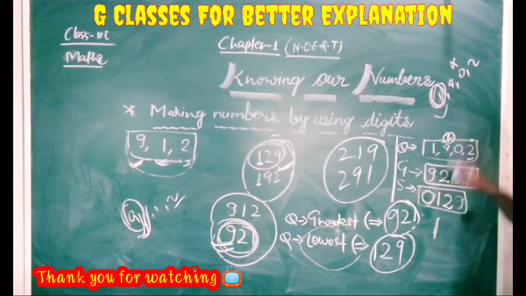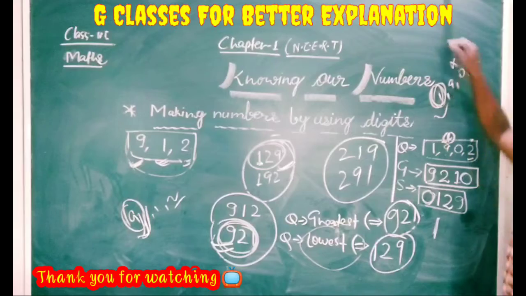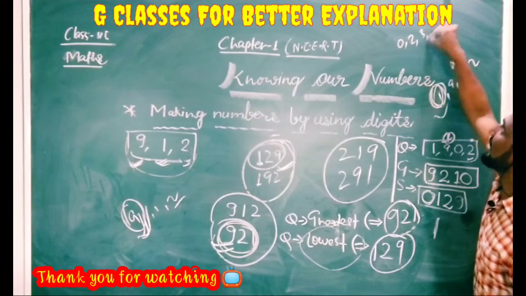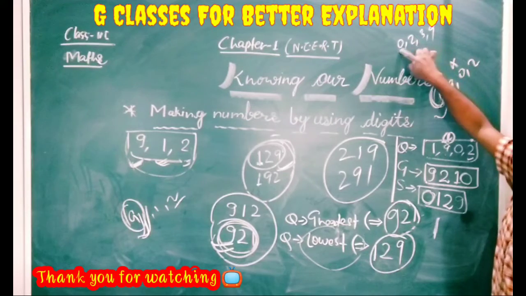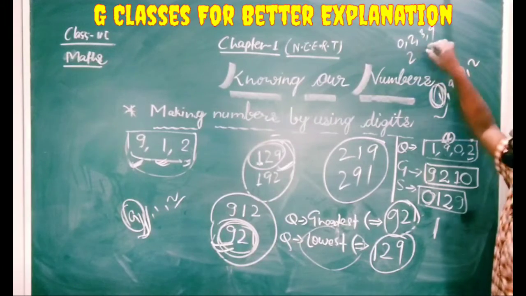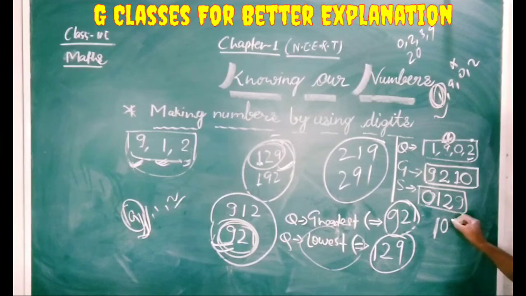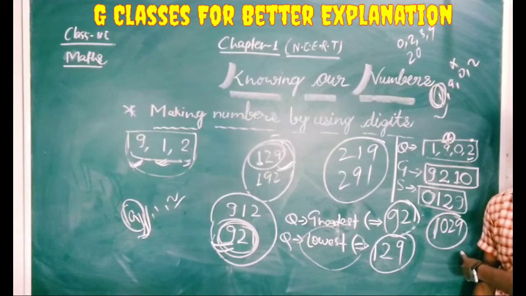So after the smallest digit, here 1 was the smallest one. Suppose the digits given are 2, 0, 2, 3, 9 like that. Here the smallest one after 0 is 2. So 2 will be in the beginning and 0 will be later on. Here 1 will be in the beginning, 0 will be later on, then after that 2, and then after that 9. The same pattern will be followed, and this is the smallest number.